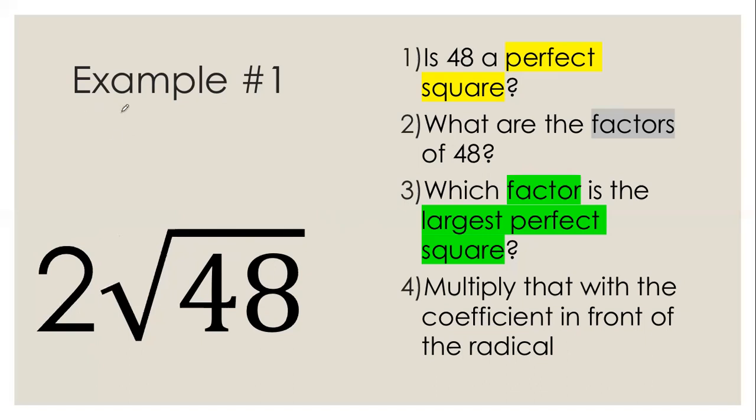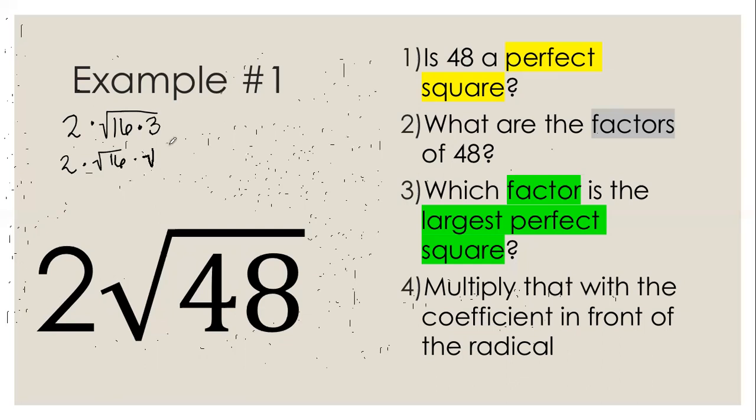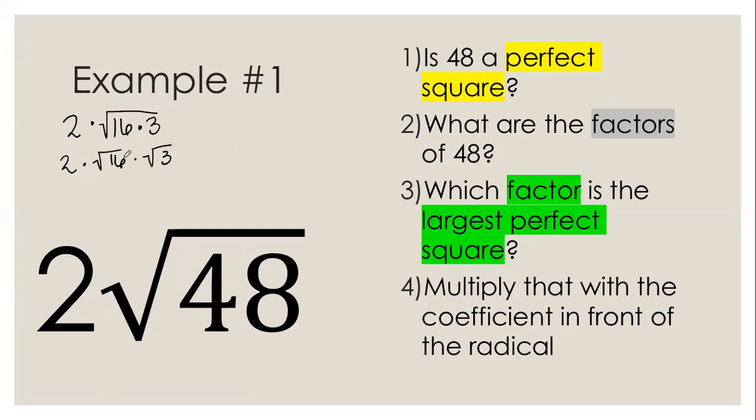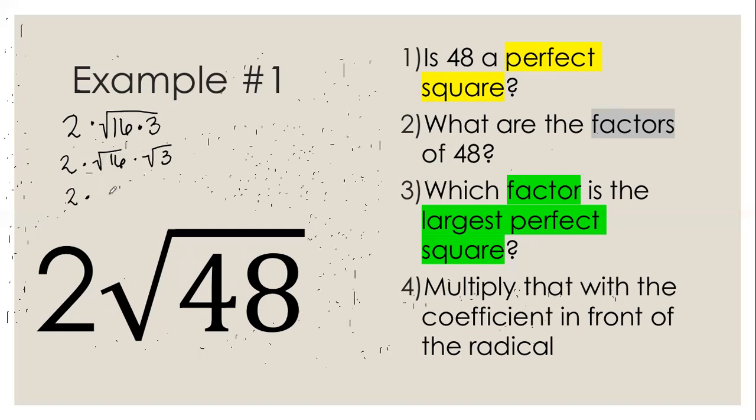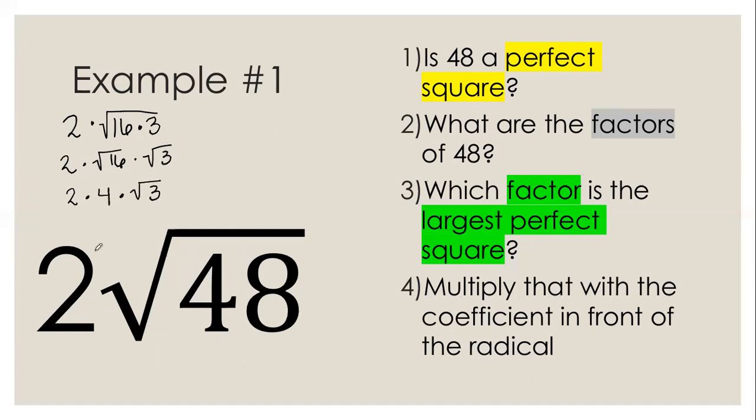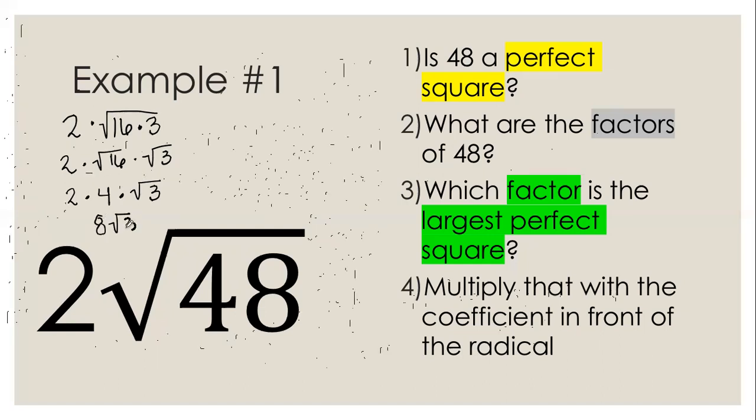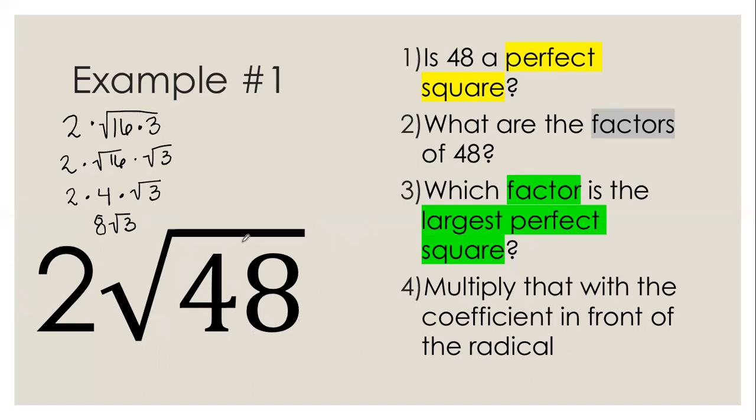Okay, so watch what I'm about to do. I'm about to break this down. 2 times the square root of 48, and we know that the two factors were 16 times 3. So then I'm going to break it down some more: 2 times the square root of 16 times the square root of 3. What was the square root of 16? 4. So this breaks down into 2 times 4 times the square root of 3. And what's 2 times 4? 8. So the answer is 8 square root of 3. That's what I meant by simplify your radical and then multiply it by the coefficient. The one we did before was 25, right? Yes.